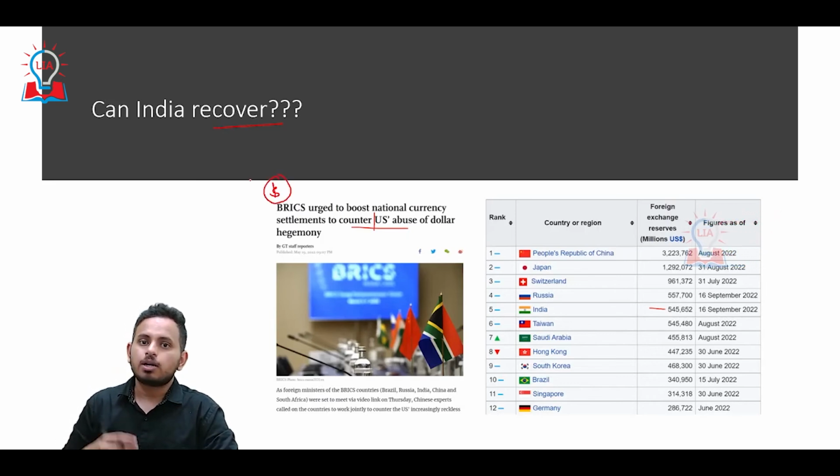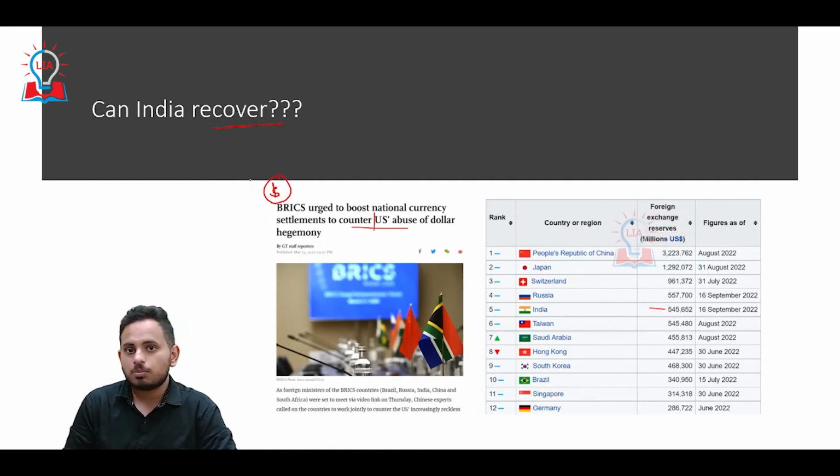India has already concluded such an agreement with the ASEAN countries. India has such an agreement with Bangladesh. India is working on such an agreement with Russia. Because of this, our dependence on the dollar would reduce. This is the first thing that we will have to do in order to recover.